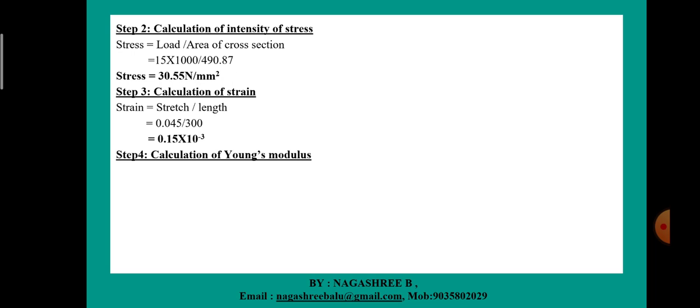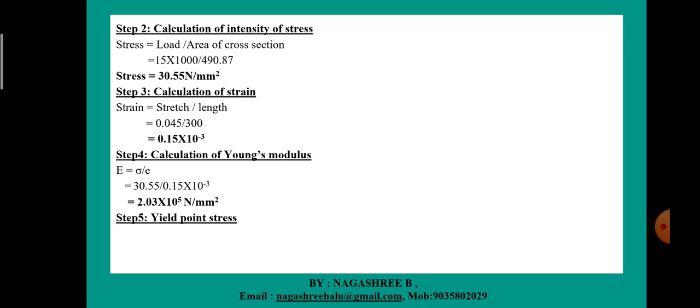So the next is calculation of Young's modulus. As we know, Young's modulus is stress to strain within the elastic limit. So here stress I have got as 30.55 and strain I have got as 0.15 into 10 power minus 3. So therefore after simplification I will get the Young's modulus as 2.03 into 10 power 5 Newton per mm square.